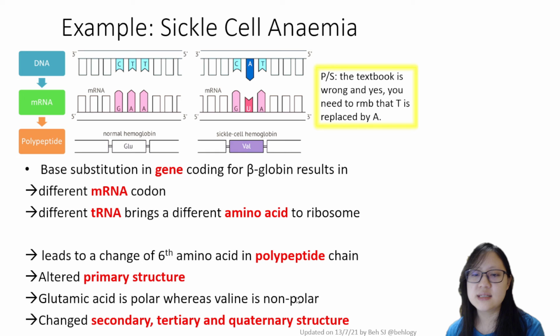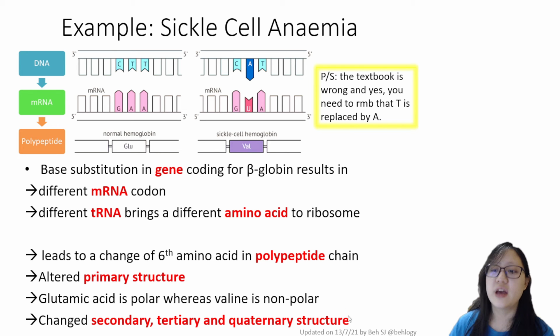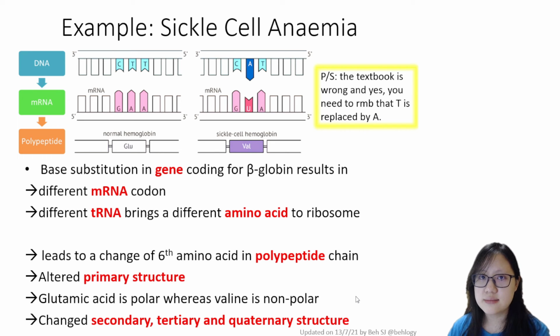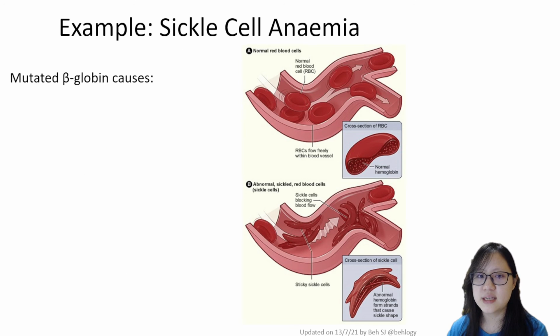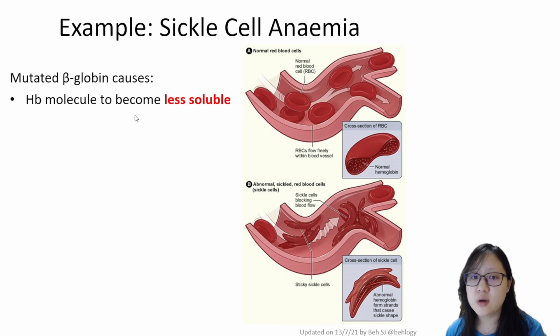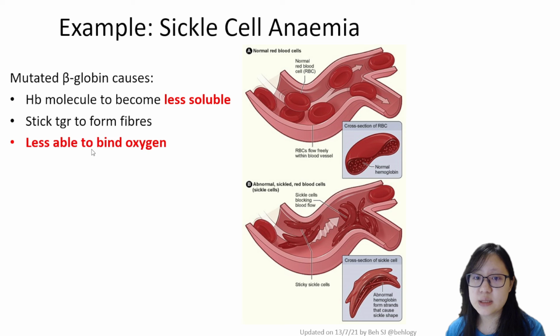Therefore, since they have different properties altogether, this changes the secondary, tertiary, and quaternary structure of hemoglobin, resulting in many problematic effects. What is it? Mutated beta globin causes, number 1, the hemoglobin molecule to be less soluble. HB stands for hemoglobin here, right? Less soluble, and therefore they clump together and stick together to form fibers within the red blood cell.